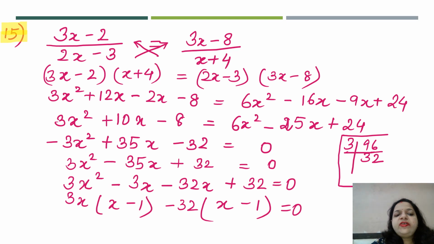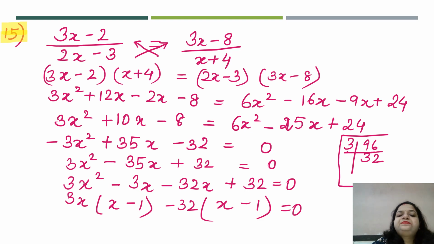Open the brackets, children. 3x into x is equal to 3x square. 3x into plus 4 is equal to plus 12x. Minus 2 into x gives us minus 2x, and minus 2 into plus 4 gives us minus 8. And on the right hand side, children, 2x into 3x gives us 6x square. 2x into minus 8 gives us minus 16x. Minus 3 into 3x gives you minus 9x, and minus 3 into minus 8 gives you plus 24.